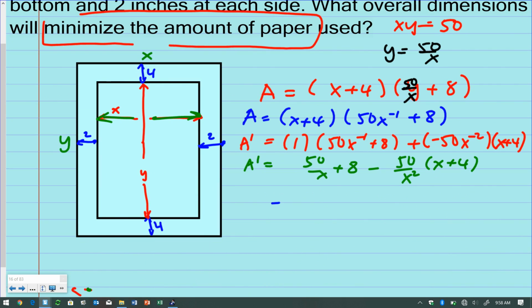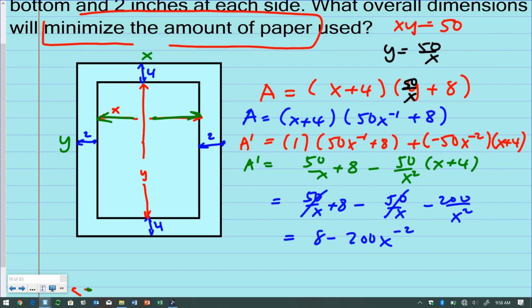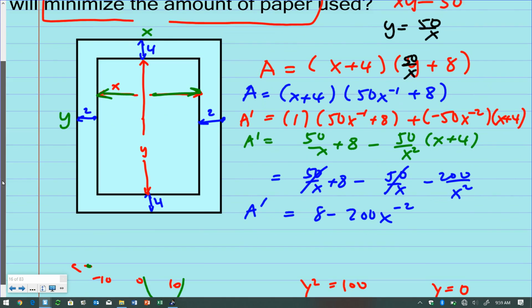So this is going to turn into 50 over x plus 8 minus 50 over x, is that right? Plus 200, minus 200. Okay, so minus 200 over x squared. Is that right? Okay, so this is going to give me, these cancel out. No, they don't, because this is, oh yeah, they do. So this is going to be 8 minus 200 x to the negative 2. Okay, so that's going to be your a prime. Not terrible.